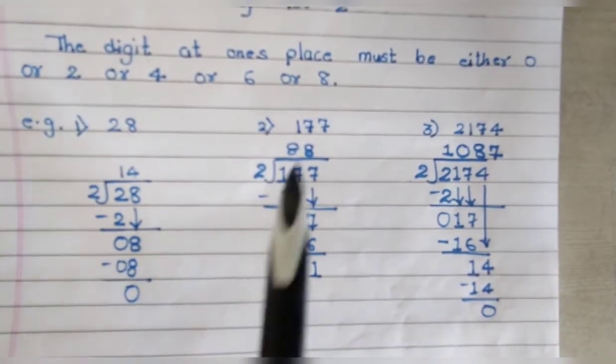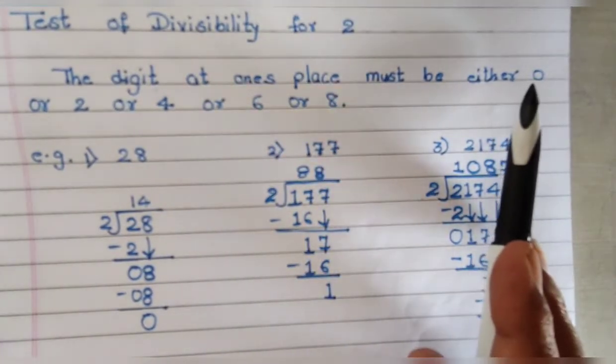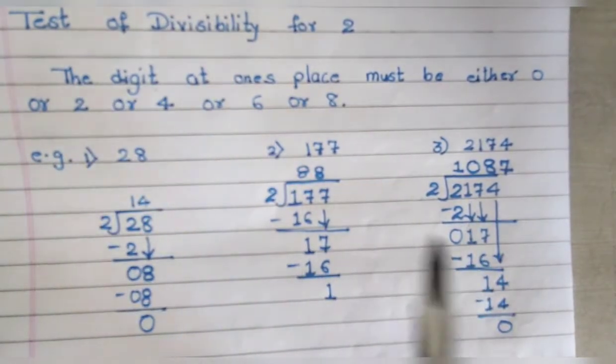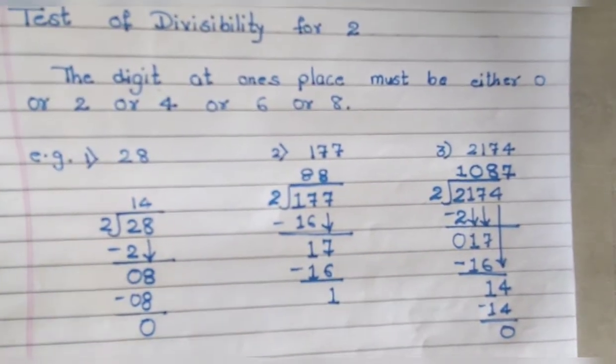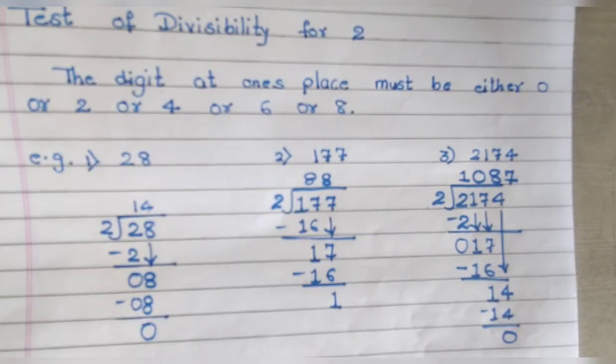So the test of divisibility is easy for 2, right? If the ones place has either 0, 2, 4, 6 or 8, then any given number of 2 digits, 3 digits or 4 digits or more will be divisible by 2. It is very easy for you to just observe the digits and decide whether it is divisible by 2 or not.